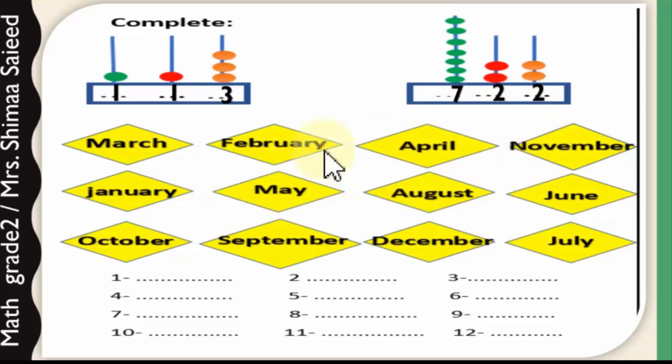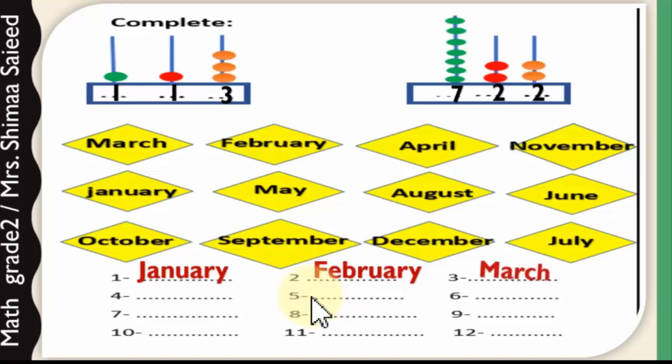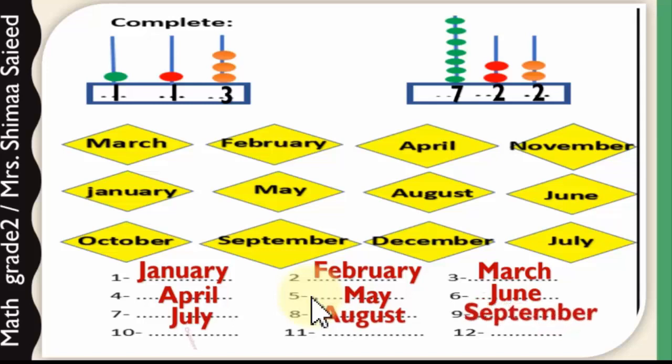Now we want to arrange these months. Who can arrange? January, February, March, April, May, June, July, August, September, October, November, December.